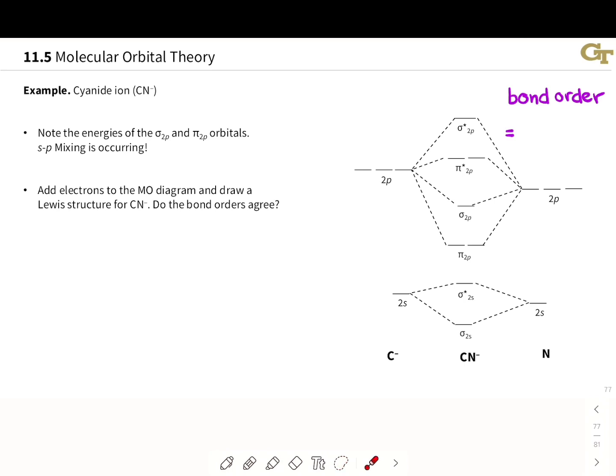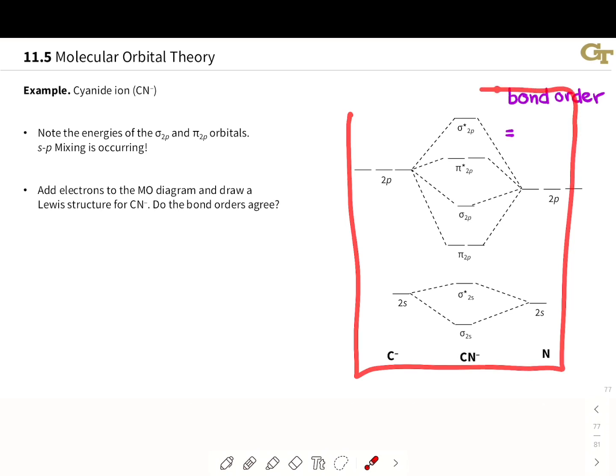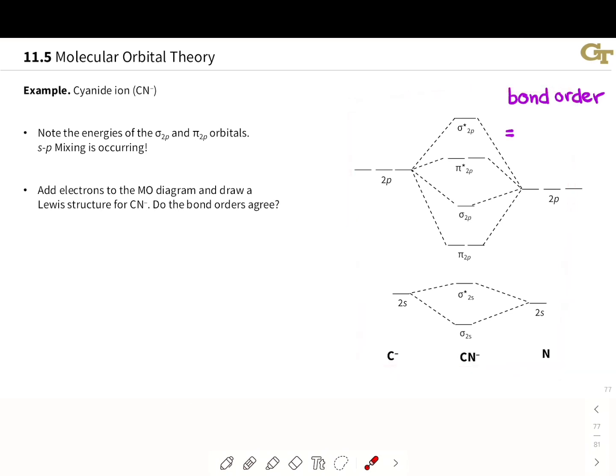So the first thing I would point out about this molecular orbital scaffold is that this actually looks a little bit different from the NO diagram that we looked at previously, in that the sigma 2p orbital is higher in energy than the pi 2p orbitals. This indicates that sp mixing is occurring in this molecule, and this is because carbon and nitrogen are not very electronegative, so we get, for example, relatively close energy between the sigma 2p and sigma star 2s orbitals. This causes them to interact, to mix, to create a new bonding and anti-bonding combination, or constructive and destructive combination, we might say more generally.